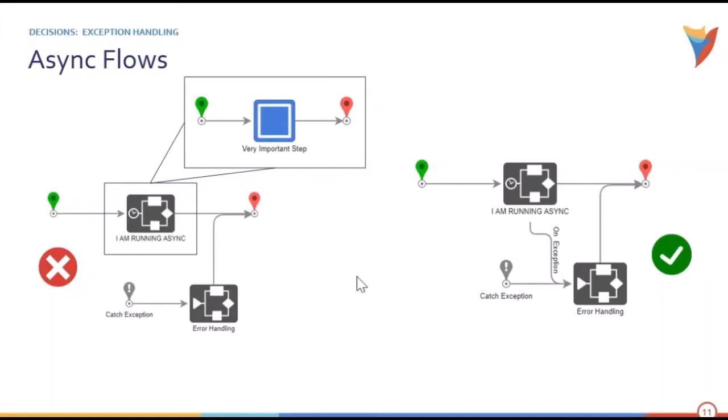So as depicted in this slide, always have an exception path for any of the errors and connect the error handling subflows to this exception path.